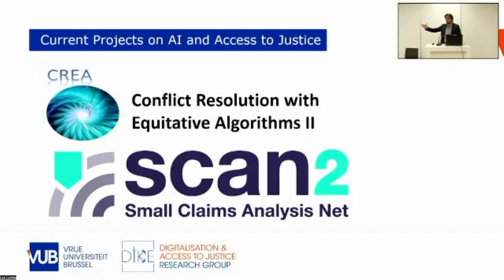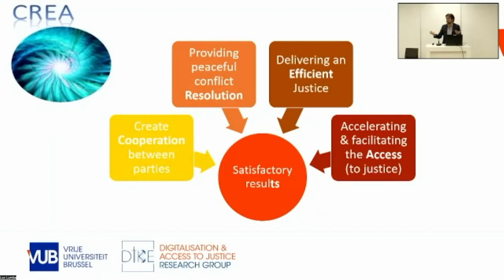It's our first project, which we are now leading not alone, with a consortium of 11 partners representing 6 of the European member states, co-funded by the European Union, and it's called CREA. What does CREA mean? Conflict Resolution with Equitative Algorithm. And just to show you the acronym in another way, C could be the cooperation between the parties, R because we go for a peaceful dispute resolution, reaching an efficient justice, and of course, accelerating and facilitating the access. How?